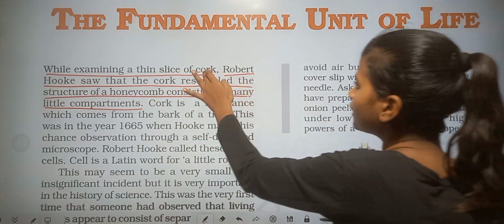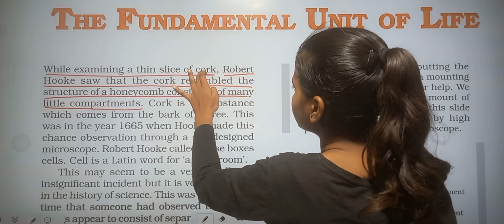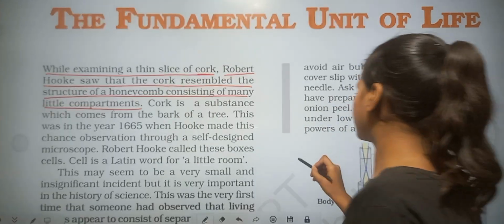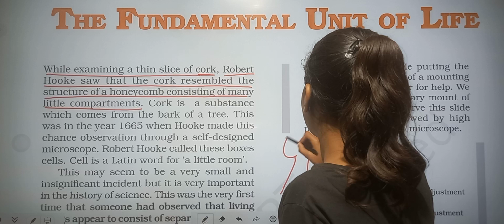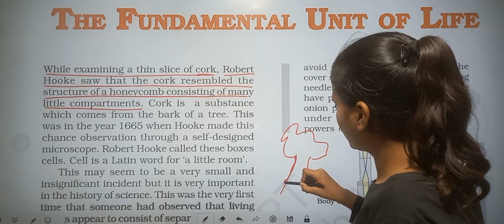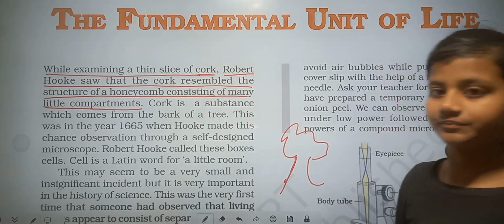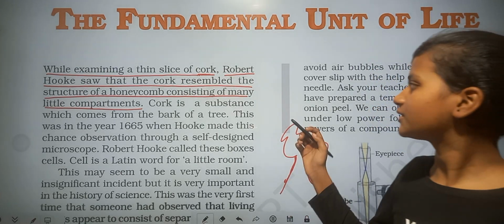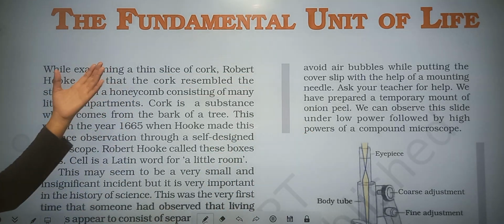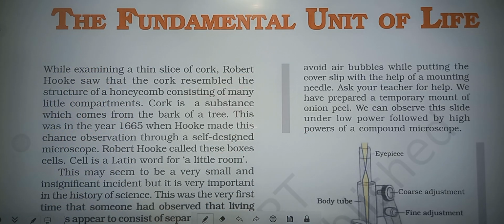Cork is a substance which comes from bark. Suppose we know that this is a tree and the outer layer of the branch is known as bark. So it is a small substance that comes from the bark of a tree. Okay.